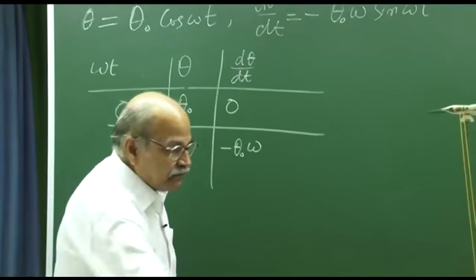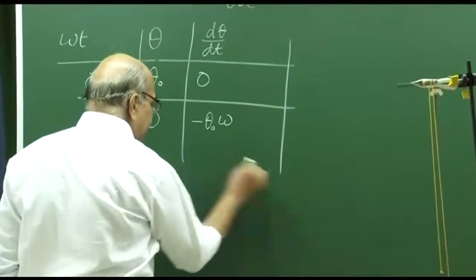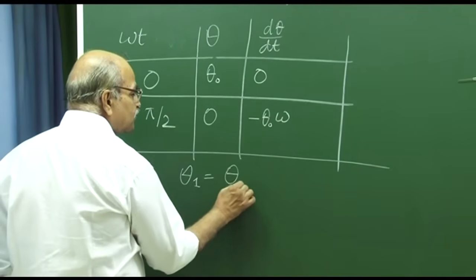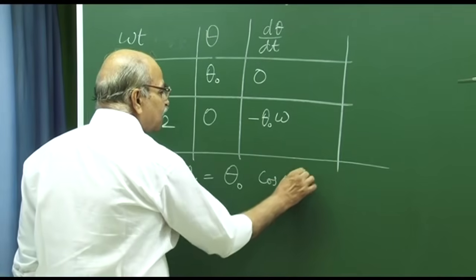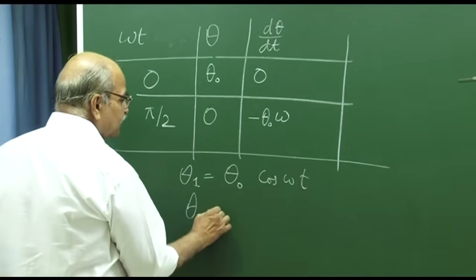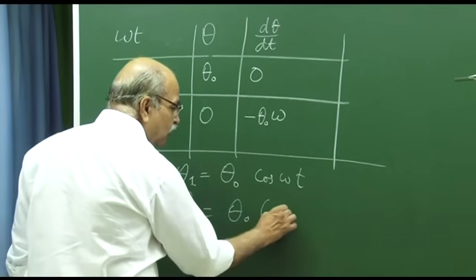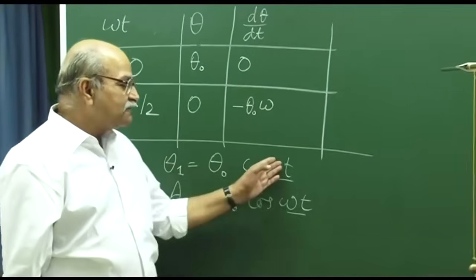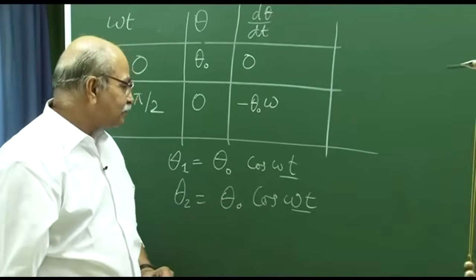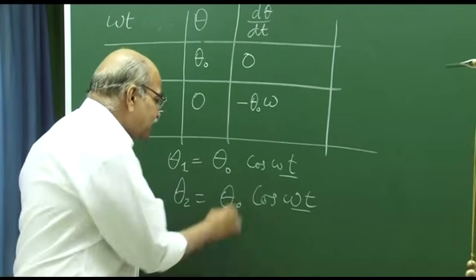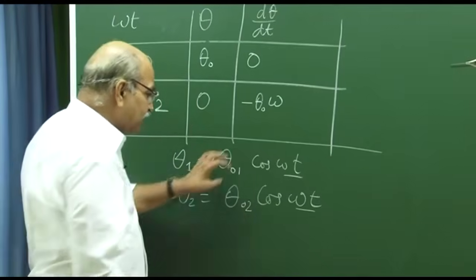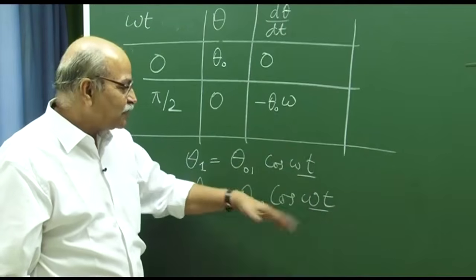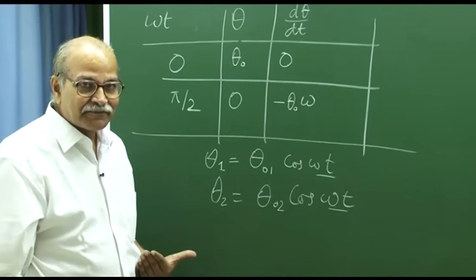So we say that for the first pendulum, theta 1 is equal to theta naught cos omega t, and for the second pendulum, theta 2 is theta naught and also cos omega t. So this phase and this phase are the same, phase difference is 0. If the amplitudes are different, this will be theta 01, theta 02, different amplitudes possible, but still they will be in phase. They will be called in phase if they are going together and coming back together.